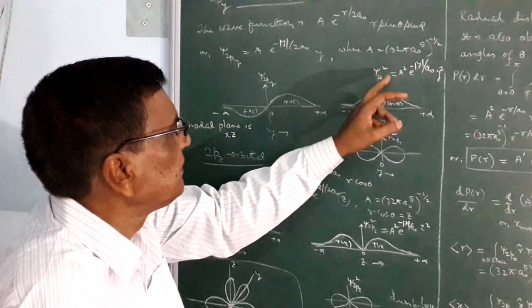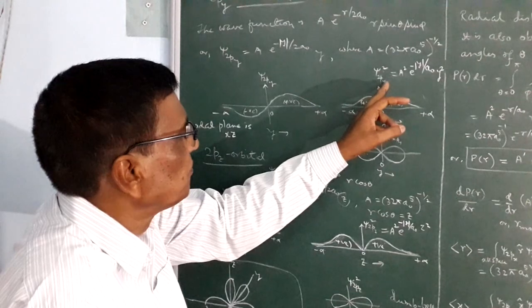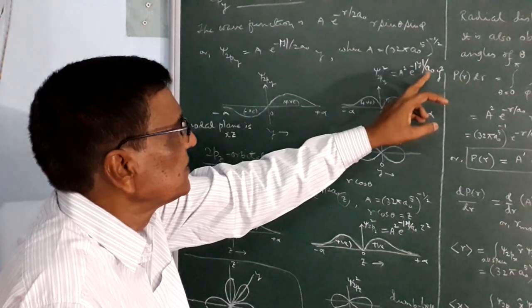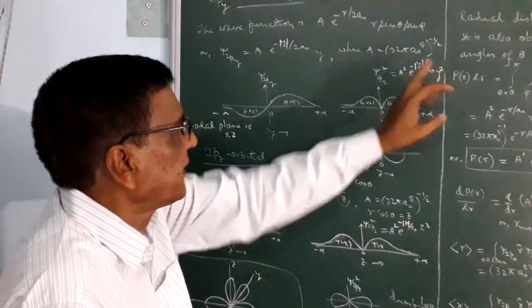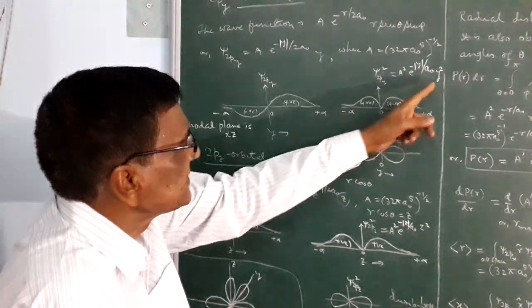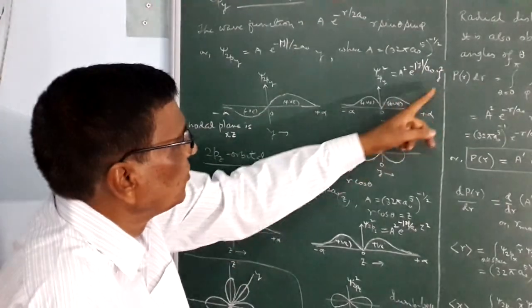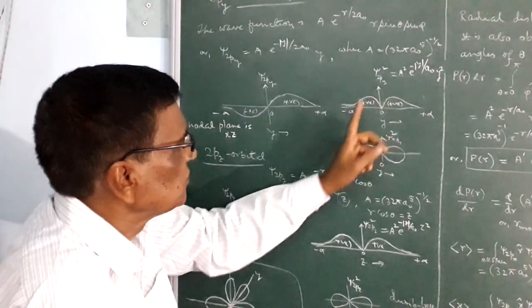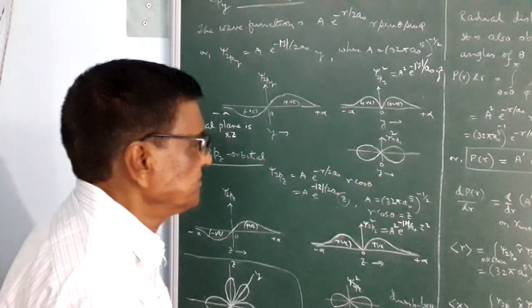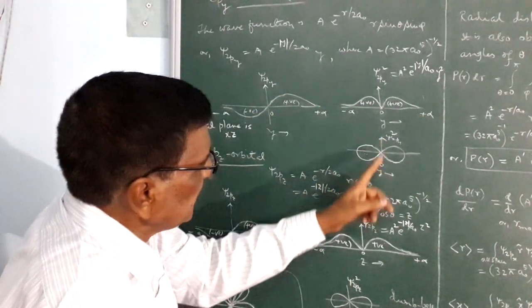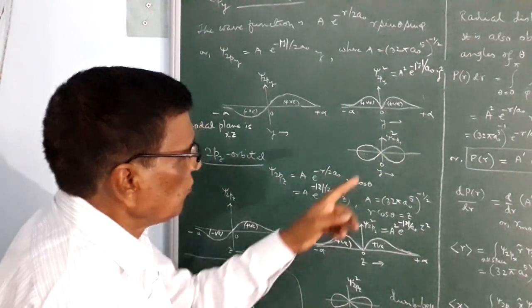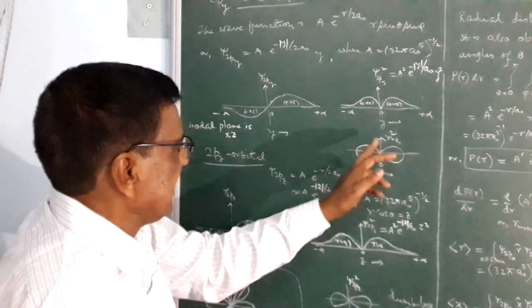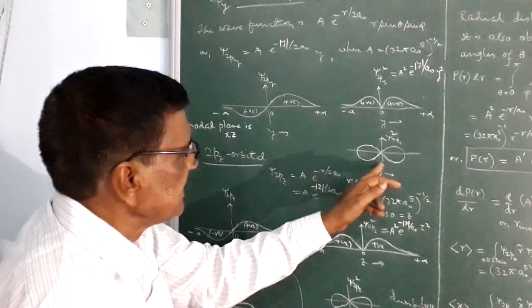If we plot psi 2py square along y, it equals A square e to the power minus modulus y by a naught into y square. In this case, y square is always positive, so psi 2py square is also positive. Whenever this is rotated, it gives the electron cloud density or probability density like a dumbbell shape, oriented along the y-axis. And the nodal plane is the xz plane.